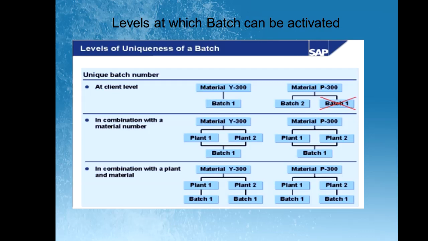Second one, in combination of material. Say for example, if a material exists in both plants, and a batch has been created for one plant, then it can be extended into the other plant as well. This is the advantage of maintaining the batch at material level. Third one, in combination of plant and material. Here a batch can be maintained for a plant and for a material. So these are the three different levels at which a batch can be activated.